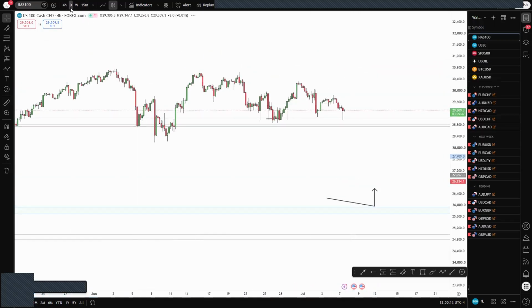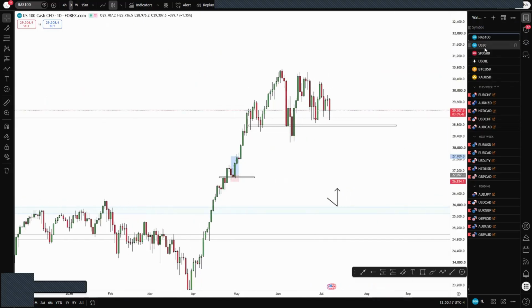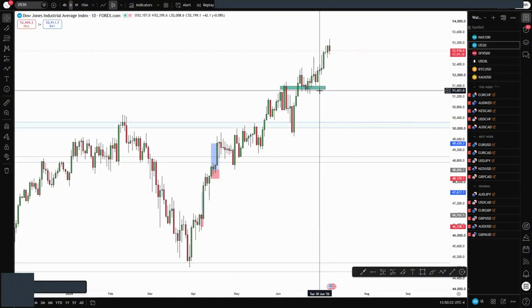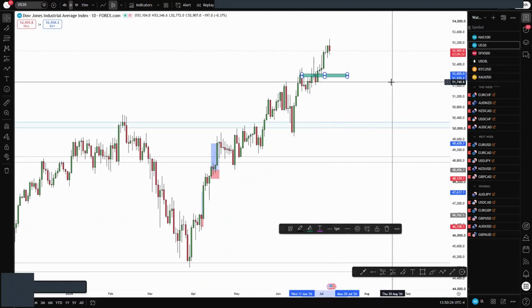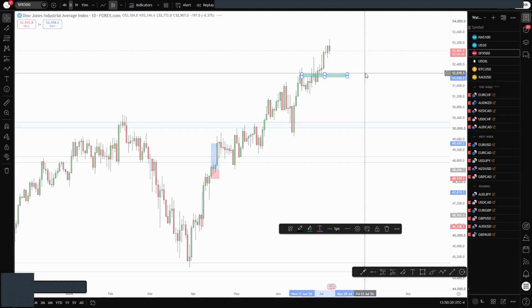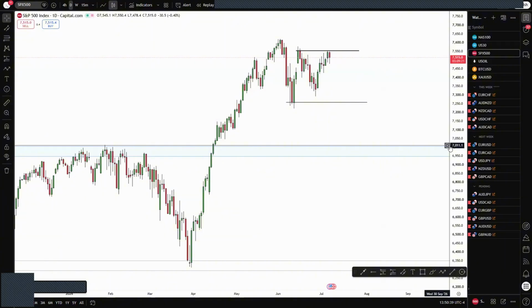Then we have the daily time frame. This one also, maybe we can wait for a retest here and we can catch a buy. S&P 500 has been bullish. So I think, okay, I'll meet you in the next session.